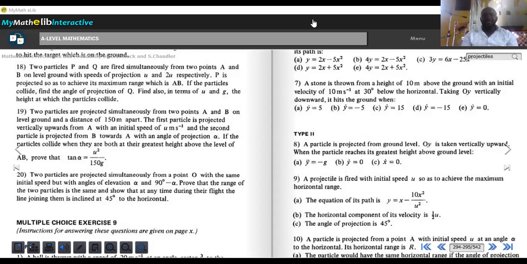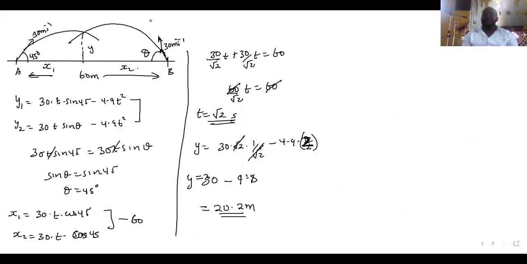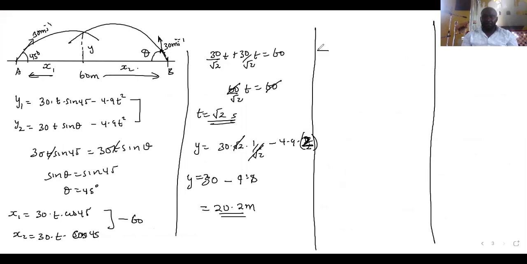Okay, I think you can see that these questions are almost similar, which they ask concerning these items of collisions. Ideally, the questions sound to be the same. Now, we are having a level ground where we are projecting two items, one with a speed u, the other one with a speed 2u. This one is projected so as to attain its maximum range.